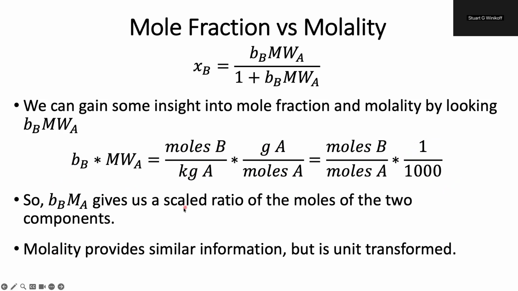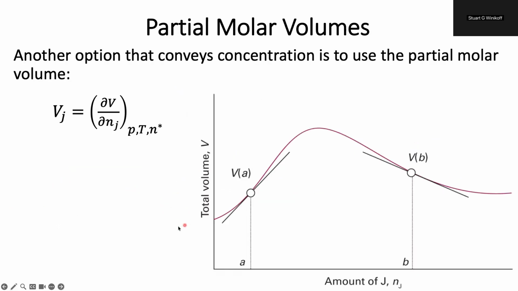And so these are going to be our classic two descriptions of concentration we're going to use the most throughout this chapter. We're going to use a lot of mole fraction. We're going to use a fair bit of molality. There's another one that is worth acknowledging, though, and it's a little bit odd. And that is going to be something called the partial molar volume.